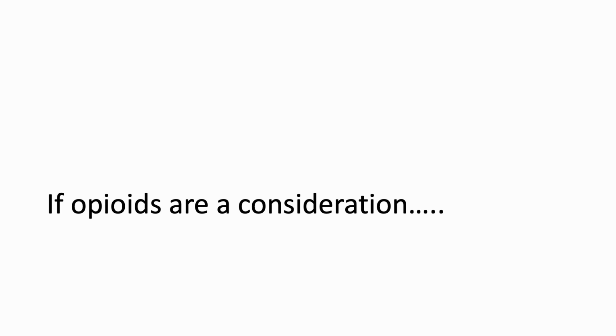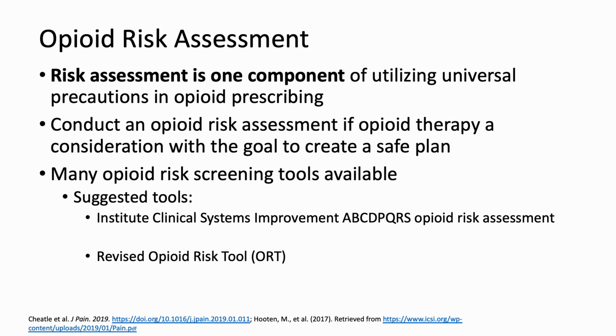Now, if you're a registered nurse or staff nurse, you may not feel that this part of the assessment is within your scope versus an advanced practice nurse, but I think it's important to think that an opioid risk assessment is important. It's only one component when we're prescribing opioids and using universal precautions for opioid prescribing. And we want to conduct a risk assessment if there's a consideration, not to deny someone opioids, but to create a safe plan. So there are many tools available. I'm going to show a couple on the next slides, which may be able to help you.